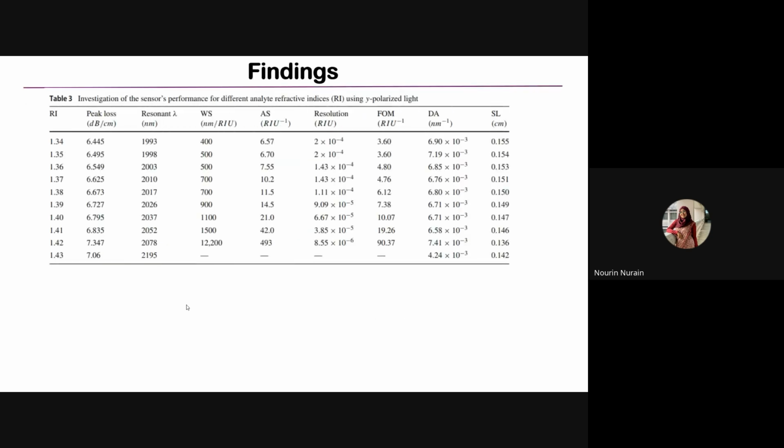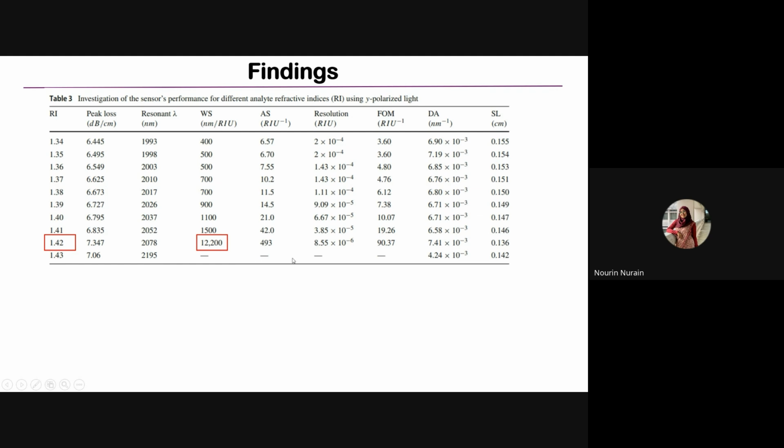Okay, now this is the table of our key findings. Here is the refractive index range, which is from 1.34 to 1.43. In this range, our sensor worked perfectly and gave optimal results. So for refractive index 1.42, we got a wavelength sensitivity of 12,200, which is pretty good.